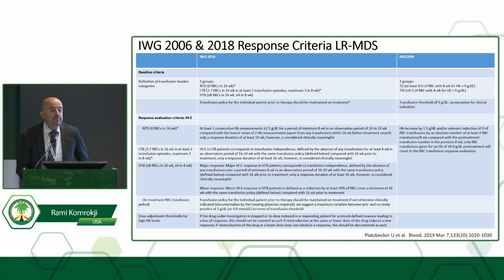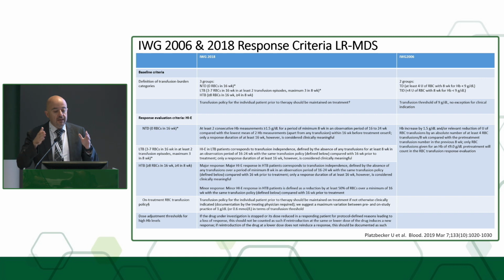Now, in lower-risk MDS, most of the time the primary endpoint for trials has been transfusion independence. In the past, the requirement was looking at 8 weeks prior to enrollment. That has been extended now to 16 weeks. And also, what is a meaningful transfusion independence duration was expanded. So historically, in the IWG criteria, if patients went 8 weeks or more without needing a blood transfusion, that was considered meaningful, but that has been extended to 16 weeks.